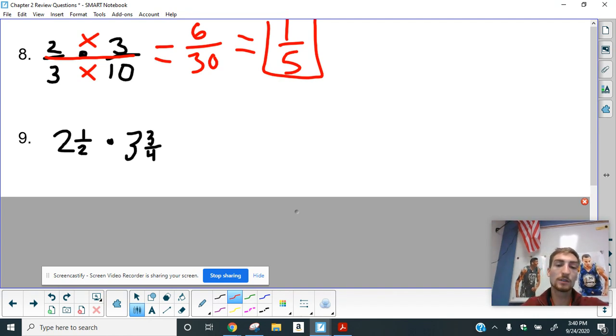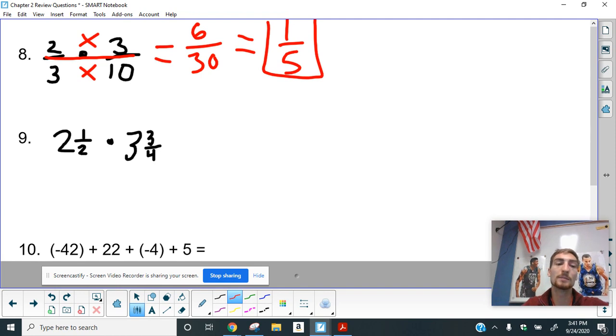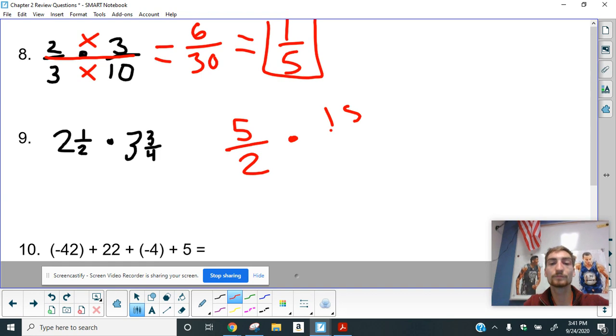Okay, so I'm going to do a different method than the box method this time. And I'm going to do changing these to improper fractions first. All right, so I'm going to change 2 1/2 to 5 over 2. Right, if you did 2 times 2 and then added that 1, then you're going to get 5 on top. So 5 over 2 multiplied by, in this case, we're going to do 4 times 3, and then add that 3 we have on top, and that's going to give us 15 over 4.